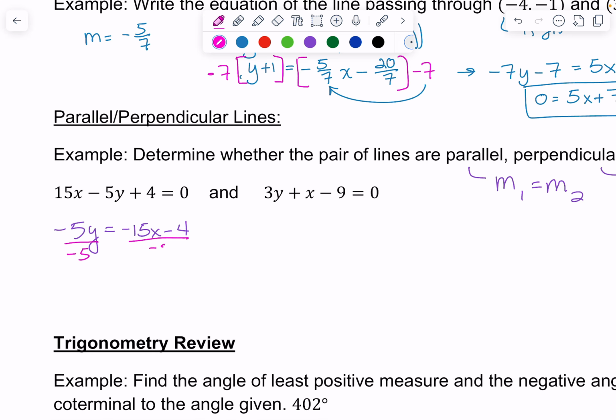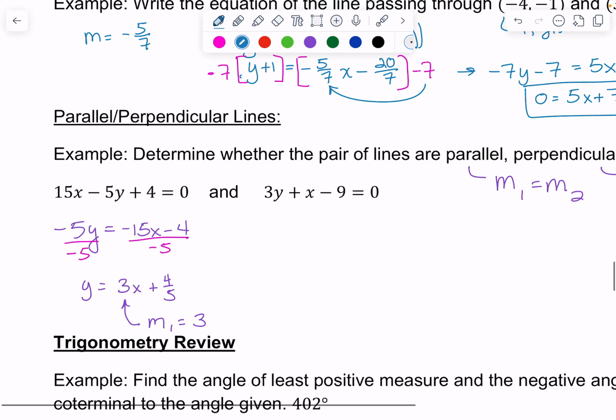So all this is divided by negative 5. That means each term on the right-hand side is divided by negative 5. So I get y is equal to 3x plus 4/5, right? That means, since this is in y equals mx plus b form, M1 is equal to 3. Let's take a look at the second one.